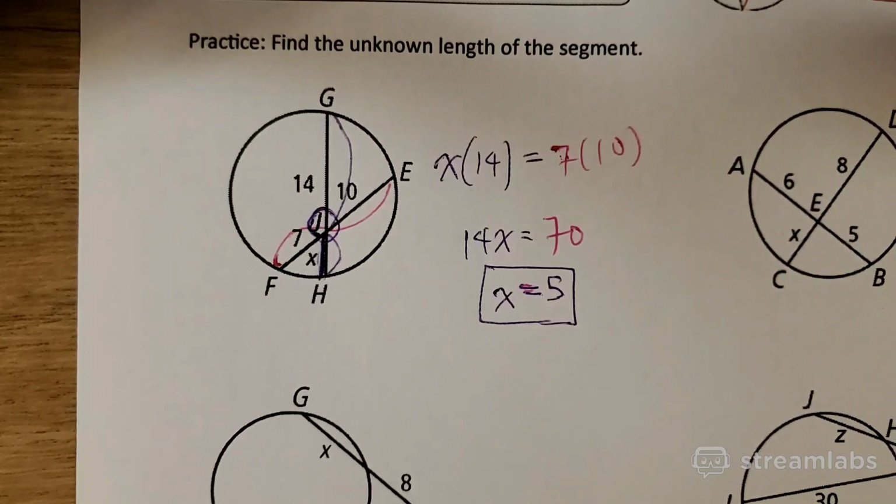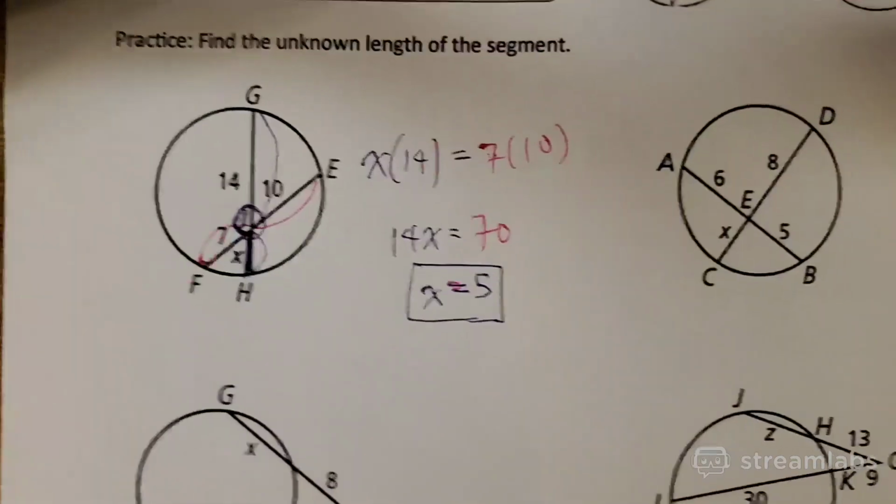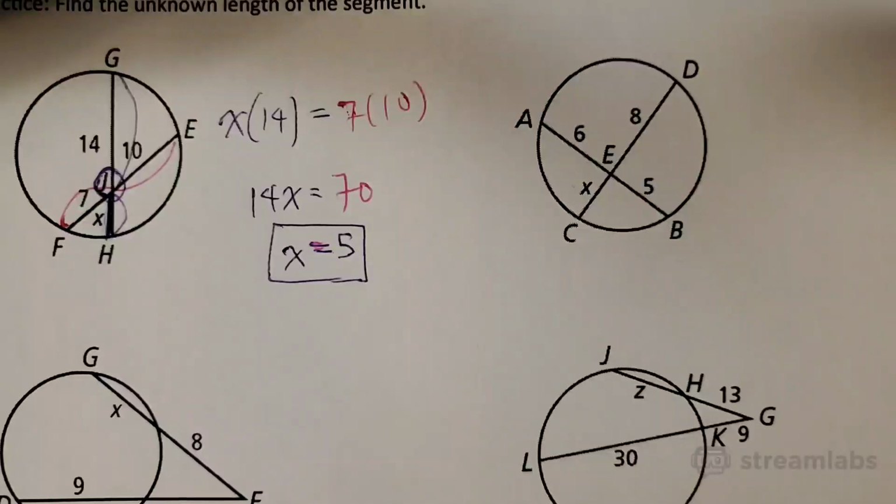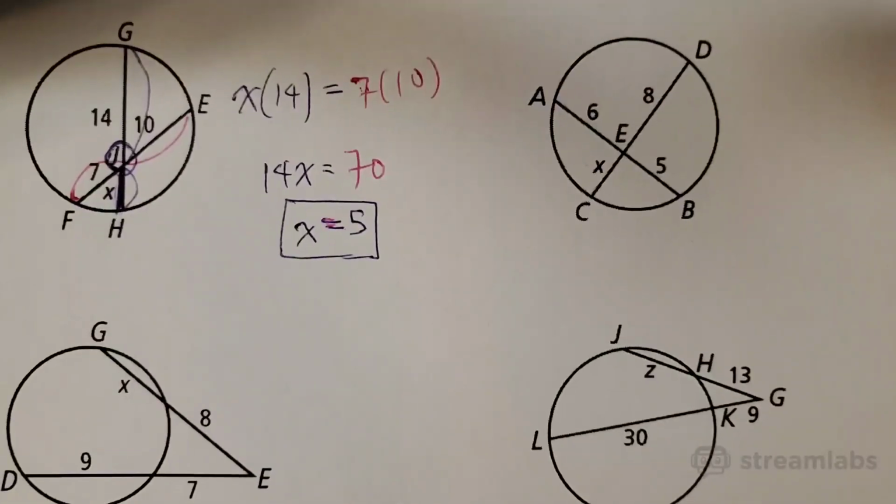How are we doing? What? 3.75. The one on the right? Yeah.